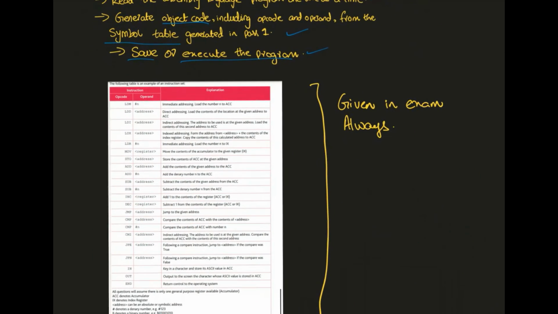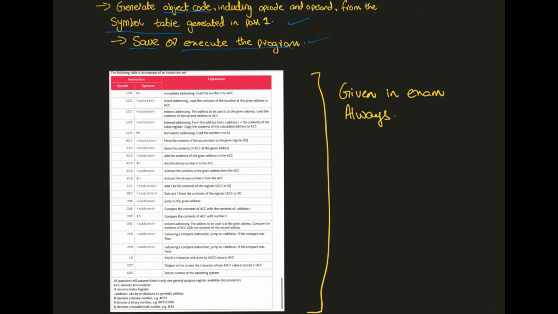Now we look at the table that has been given to us. We'll go into this table in much more detail afterwards, but for now we're just looking at what is provided in the exam. This is always provided in the exam, and these are your opcodes and these are your operands, as I'm highlighting each of them. There's a bunch of instructions here, and we'll go into details about them later on. As you can see, there are a lot of instructions, but you do not need to learn them by heart.